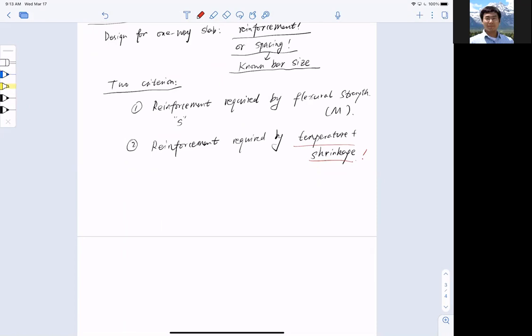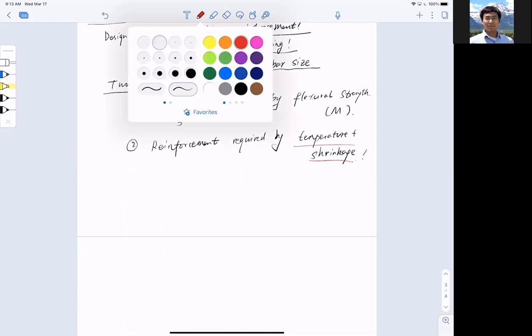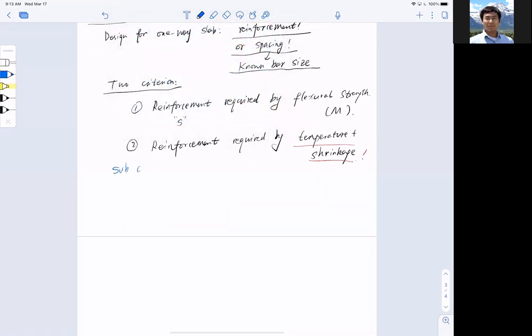So these are the main criteria, but there are also other sub-criteria. These are quite important as well, but they're not the main design criteria, meaning you don't have to do a whole lot of calculation for them. The first one, let's use S1 here, is deflection control. Deflection control means you have to control the spacing of the reinforcement to ensure you have sufficient reinforcement to maintain the stiffness of the section.